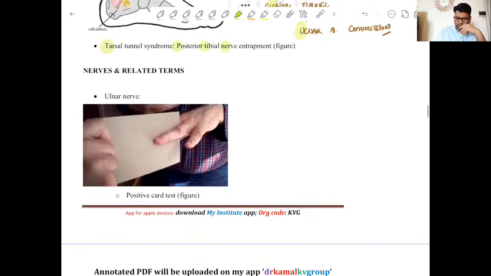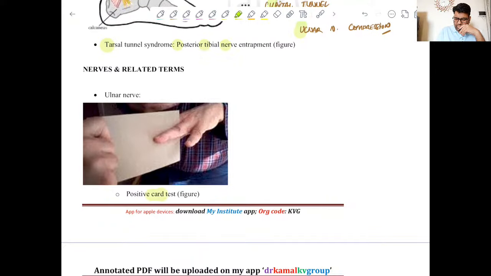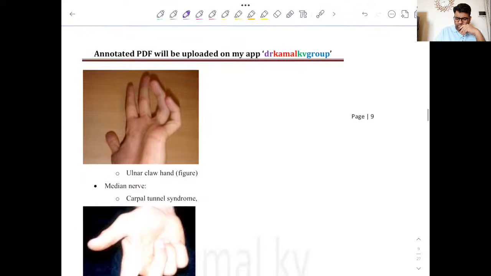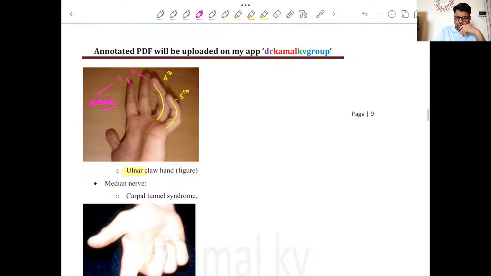Clear? Then ulnar nerve, we can see a positive card test where there is paralysis of palmar interossei, which are actually adductors of the fingers. Then we can see a ulnar claw hand where there is clawing of only the fourth finger and the fifth finger. The first and second are absolutely normal. So first and second are absolutely normal. So this is ulnar clawing, right?